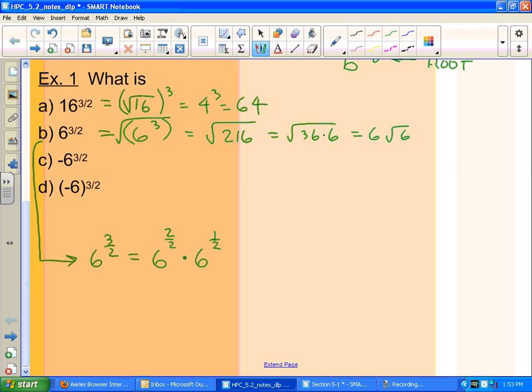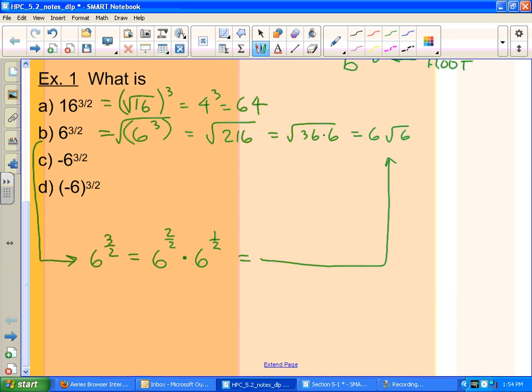Well, this makes it a little easier. We don't have to worry about having to simplify the radical, because what's 6 to the 2 over 2? That's just 6. And what's 6 to the 1 half? It's the square root of 6. And so this is the same thing as 6 root 6. So it's another way you can think about doing these problems. Simplify the power number to go from there.